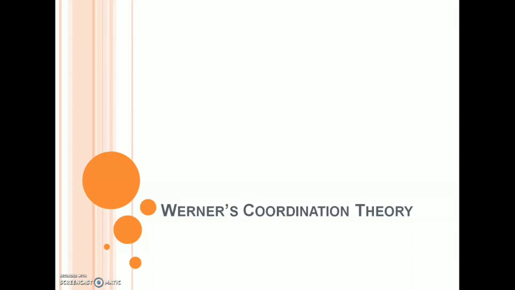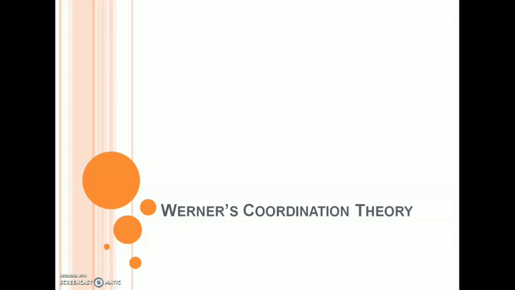Today we have to discuss the theory of coordination compounds. The first theory was put forward by a famous scientist, Werner. His theory describes the formation and structure of complex compounds, and it is later termed Werner's theory of coordination compounds.